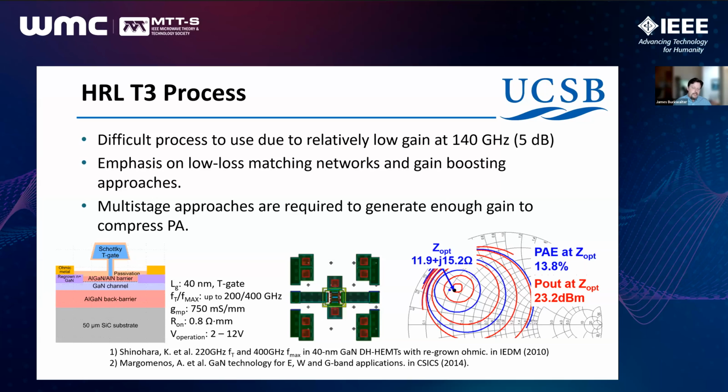So the T-gate process that you can see on the left has been reported extensively at this point by HRL, and it has an Fmax that in theory approaches 400 gigahertz. The device layout here for a 4 by 37.5 micron periphery is illustrated, and the notional results from a load pull on the device indicate at 140 it's capable of about 13.8% PAE at 23 dBm output power with this Z-opt condition.